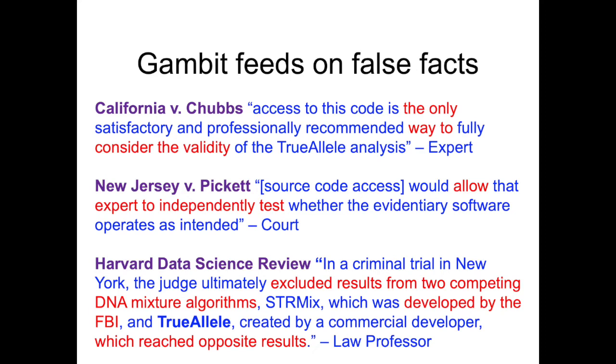There's a law professor who wrote a Harvard Data Science Review article where in his one sentence that mentioned TrueAllele, there were 3 statements that were incorrect. It's not the case that TrueAllele and StarMix were excluded by the court. Only StarMix was. TrueAllele wasn't even in evidence. The FBI did not develop StarMix. And in fact, as I've written and published on this, StarMix reached 2 contradictory results itself. TrueAllele agreed with one result and disagreed with the other. So these statements don't make much sense. But that's what courts end up picking up on, these urban myths and false facts.